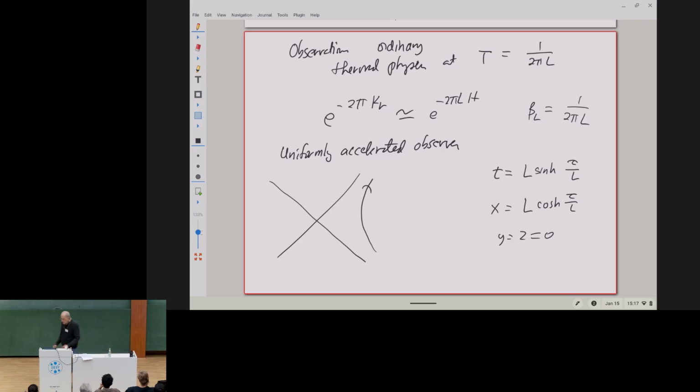And now we notice something very nice, which is that this orbit is periodic in imaginary time. Periodic in imaginary proper time.